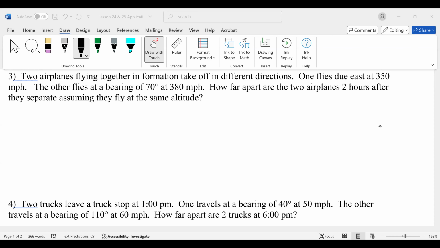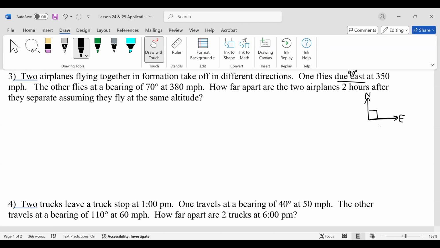One flies due east. So guys, let me draw you a compass. This way is north. This way is east. So if it just goes east, assume that it's going all the way east. They didn't tell you the degree. So this is a 90 degrees right here. So this went 90 degrees east, due east, at 350 miles per hour.